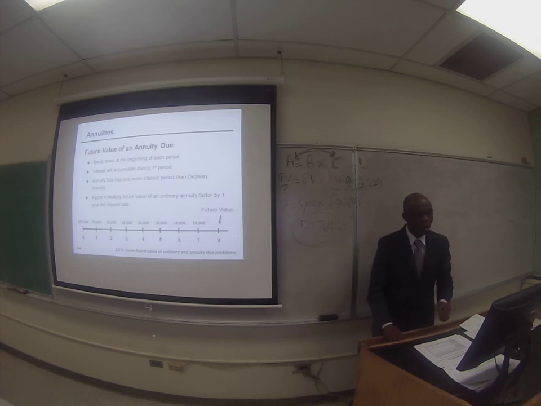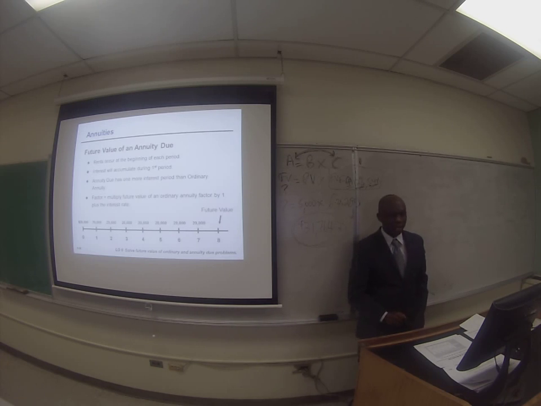let's take a look at future value of an annuity due. Annuity due is when the first payment or first receipt is due at the beginning of the period. So rent occurs at the beginning of each period. Interest will accumulate during the first period. Why? Because the first payment is received at the beginning, so interest will accumulate for that. Annuity due has one more interest period than ordinary annuity. Why? Because of the first payment that is due immediately.